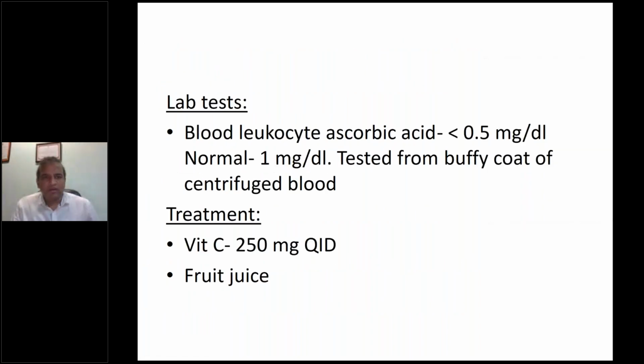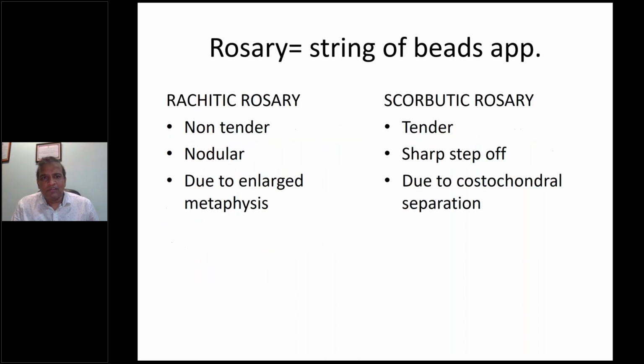The laboratory test is based on the blood leukocyte ascorbic acid levels, which is less than 0.5 milligram per deciliter, tested from the buffy coat of the centrifuged blood. And the treatment is vitamin C supplementation, usually given in tablet form, 250 milligrams 4 times a day in florid scurvy. And fresh fruit juices, especially lime or orange, can also help to build up. So this is a common difference we must know between the rachitic rosary and scorbutic rosary.